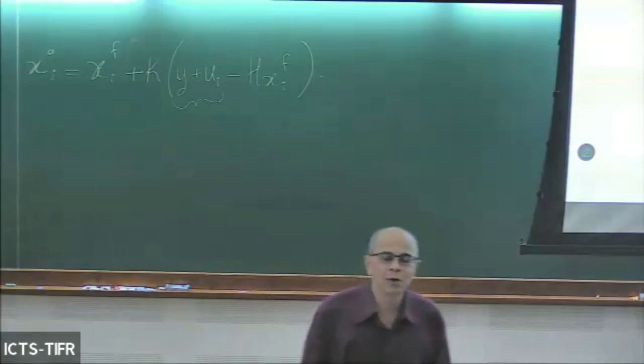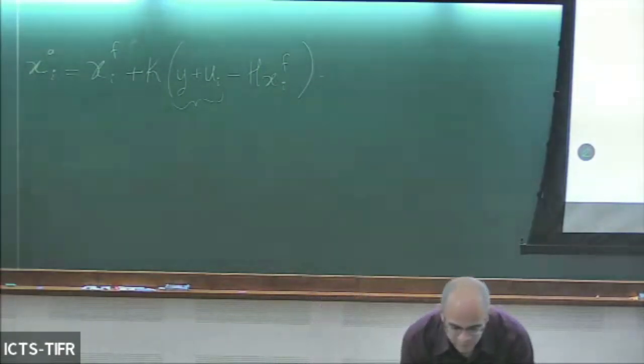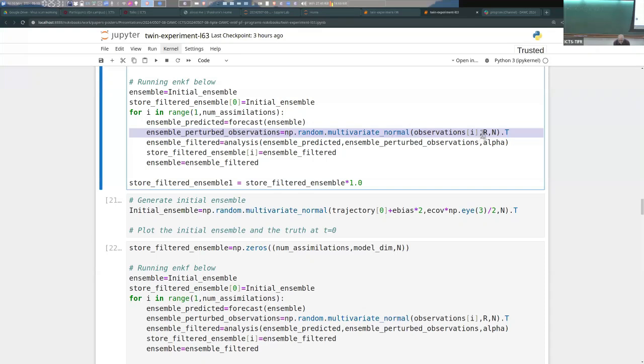So here is one thing that you can try to do if you're running the code. By the way, this is a multivariate normal distribution. The second component, the R there, is the covariance of that multivariate normal, which is the observational error covariance. Instead of using that, put a 0. So for example, you can just do 0 multiplied by R. So 0 times R, right?